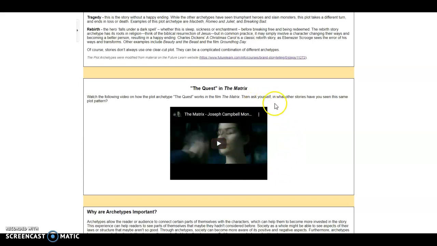And ask yourself, as you're listening to him explain the Matrix plot, how many stories have you seen, whether they were written or whether they were a movie? How many stories have you seen that follow that exact same quest outline?